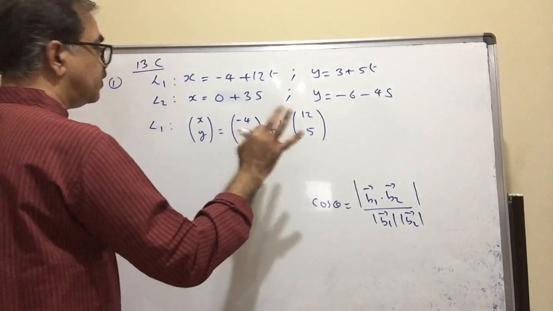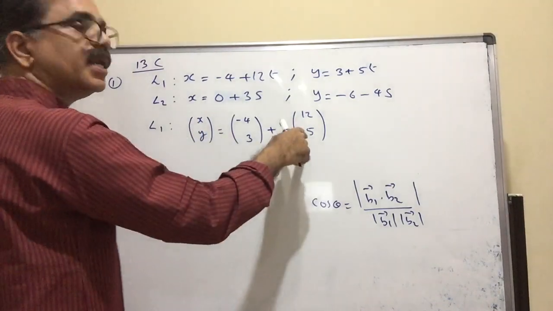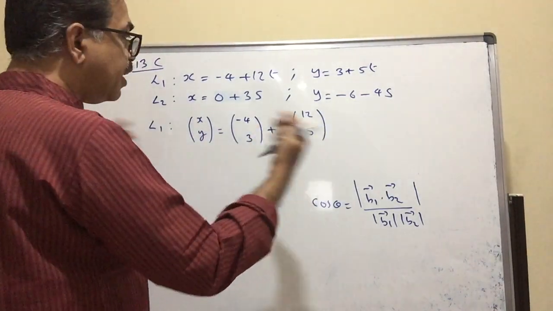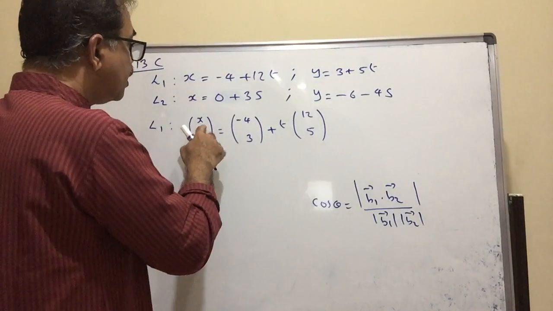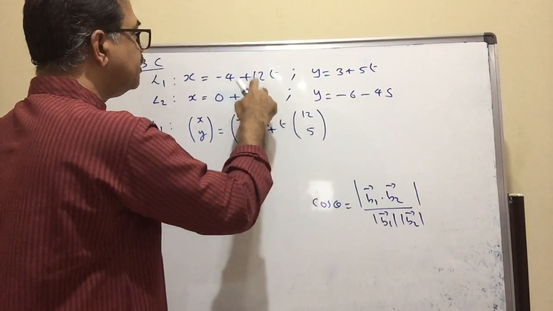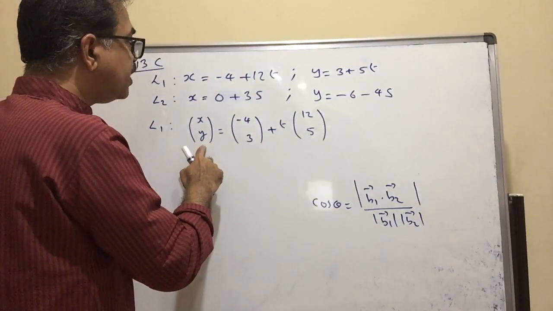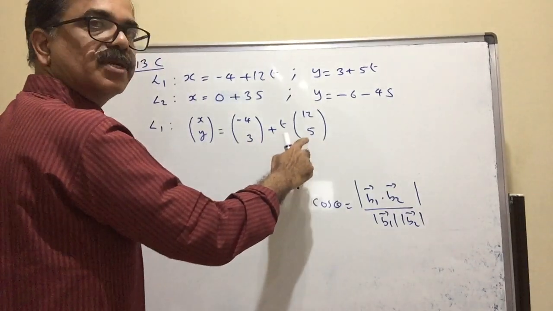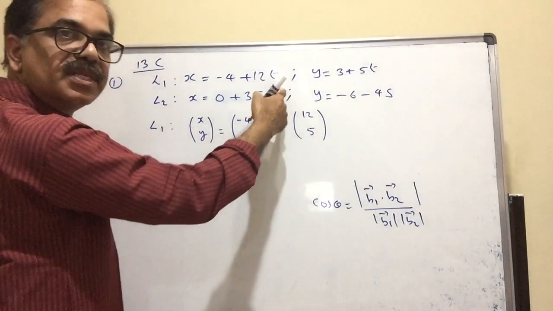I just want to double check whether this is actually the same as that. So if I have a vector on the left side, I have a vector on the right side, and I try to equate the i coefficients, and when I do that, x is equal to minus 4 plus 12t, which is the first one, and when I equate the j coefficients, y is equal to 3 plus 5t. So that's the vector form of this line.